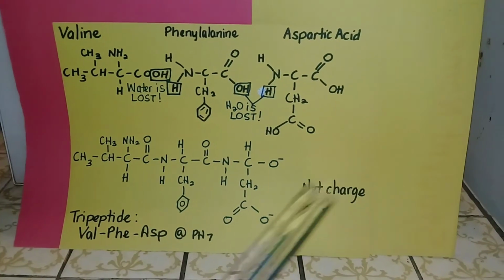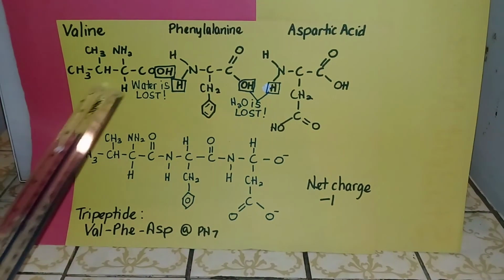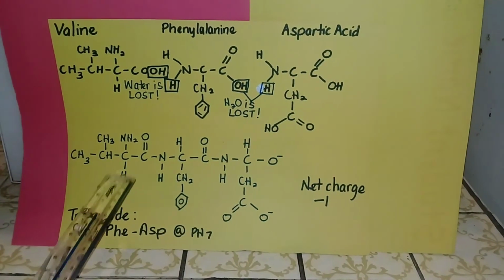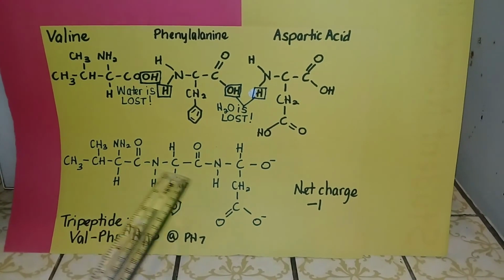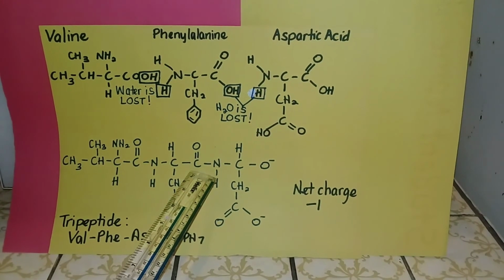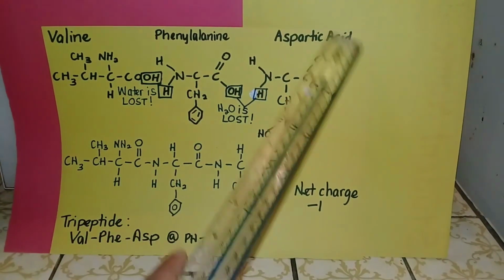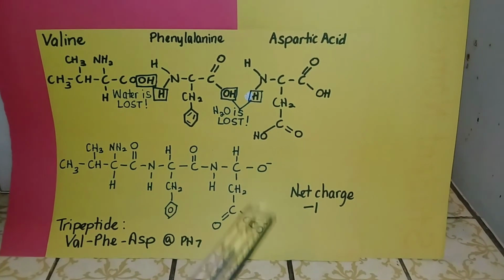Now in this final structure, we can see that we have our 2 peptide bonds, one peptide bond here, and the other peptide bond here. And we see our 3 molecules are bonded together, forming a tripeptide.